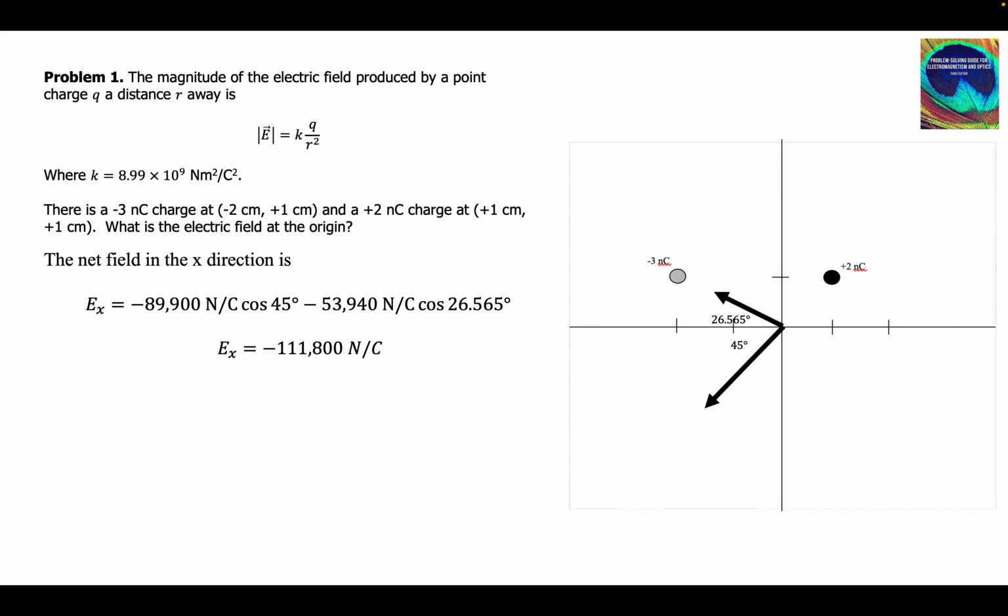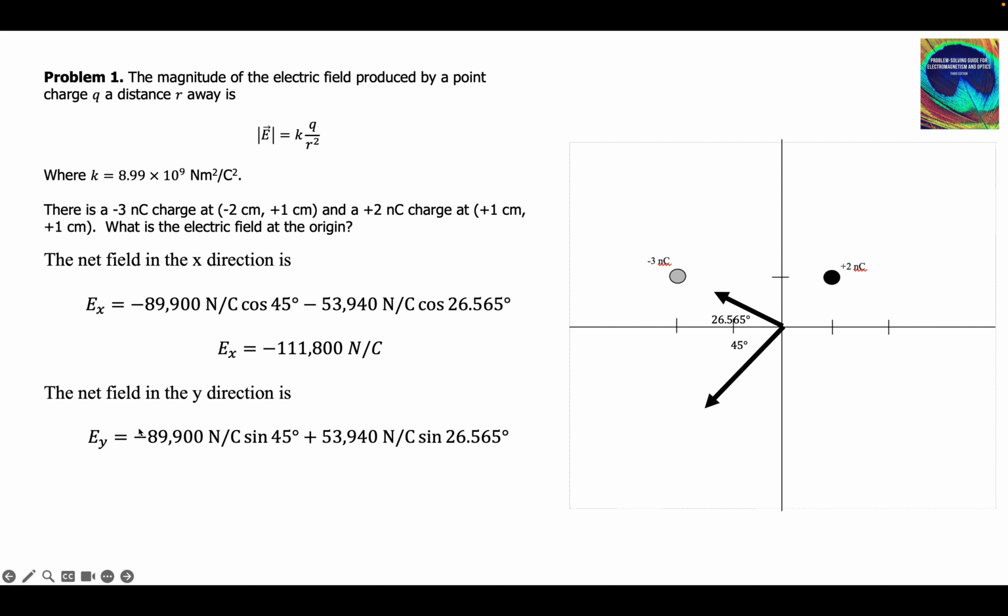Now let's do the y. The one from the 3 nanocoulomb is up, so they're opposite directions because the plus 2 nanocoulomb is down. So we have negative 89,900 newtons per coulomb sine 45 plus 53,940 sine 26.565, that's minus 39,000. Still down.